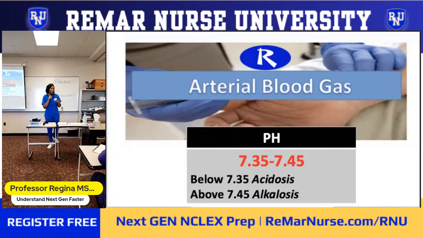22 to 26, that's the normal range of bicarb. So put that in the bicarb box, 22 to 26.